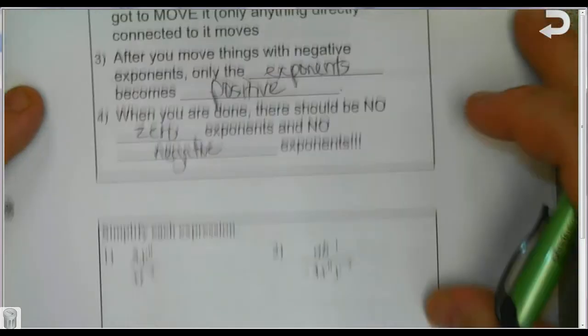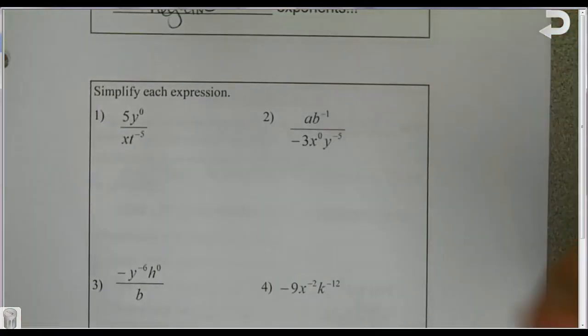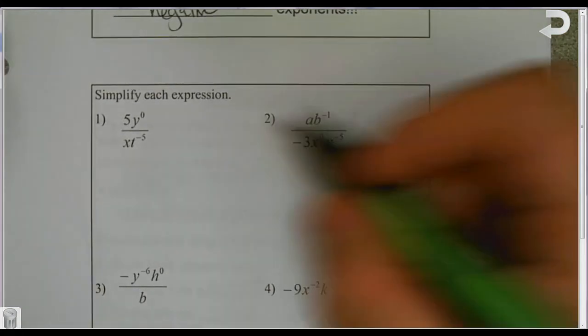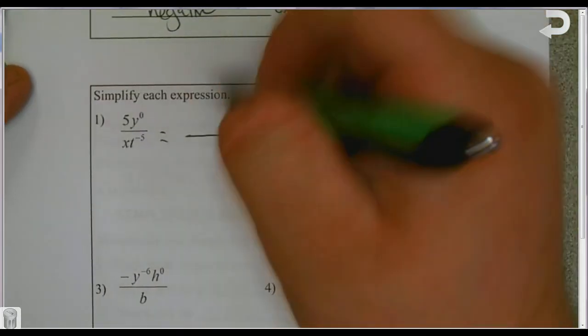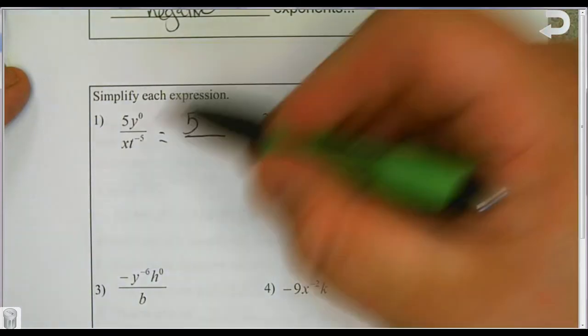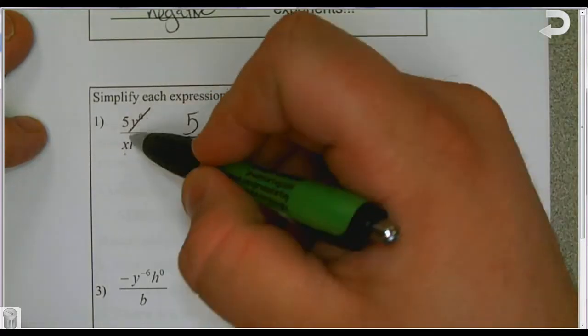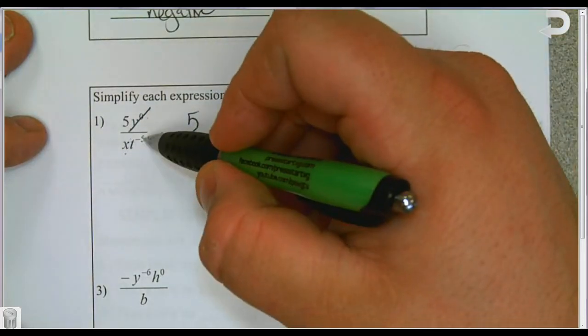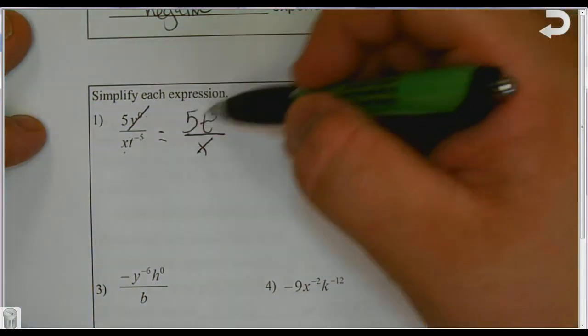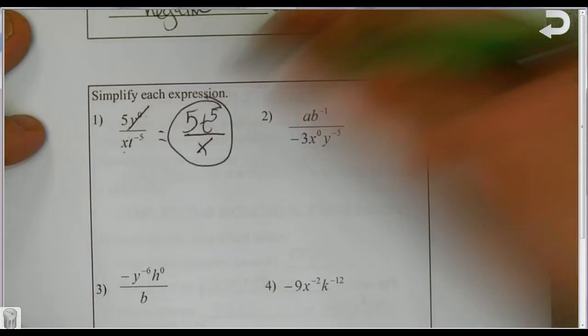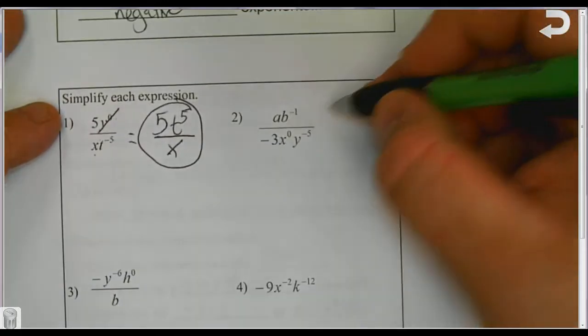So again, let's look at a couple of these, and I'm going to walk you through them. In this expression, we want to look at every part one at a time. 5 is to the first power. I'm going to leave the 5 on top. Y to the 0 equals 1, so this goes away. X to the first power is positive, so it stays on the bottom. T to the negative fifth is negative, so it has to go to the top and become positive. So I have a positive 5 t to the fifth divided by x. That's my final answer. We continue with number 2.